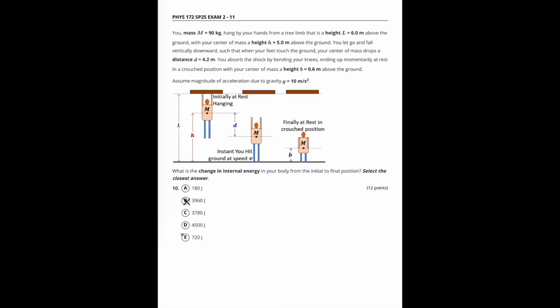Problem 10 states, what is the change in internal energy in your body from the initial to final position? Select the closest answer. So in this part, we'll be dealing with state 1 and state 3 as shown here. To do this, I'm going to first identify our system and surroundings. So our system is our mass m, and our surrounding we will choose to be the Earth by gravity.